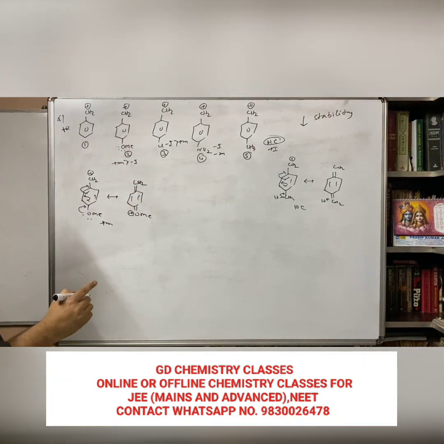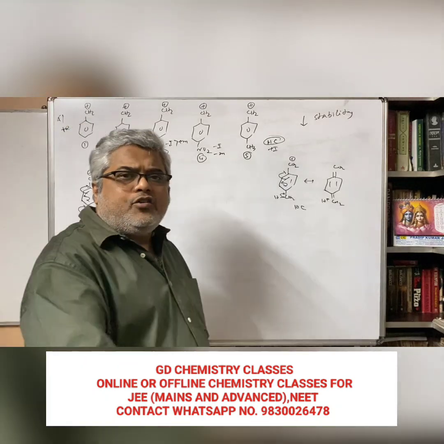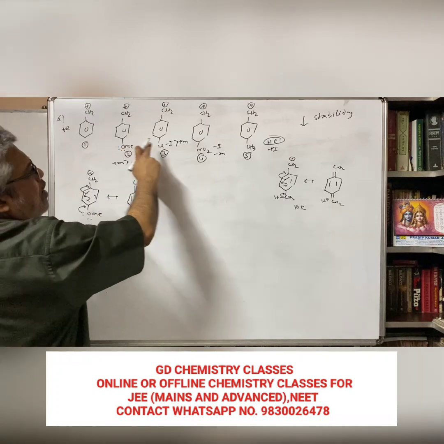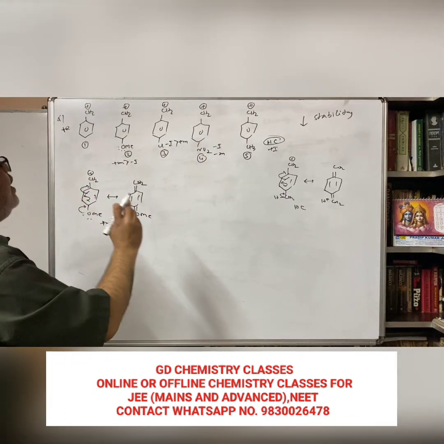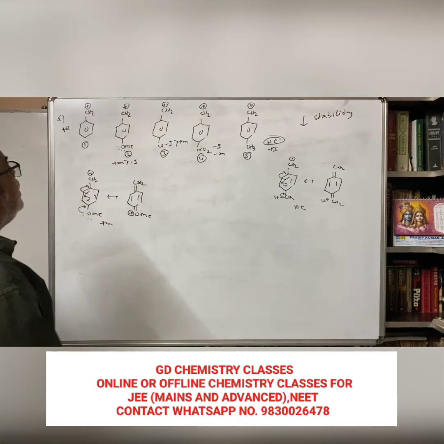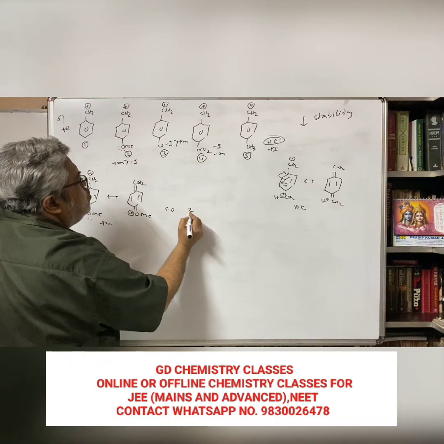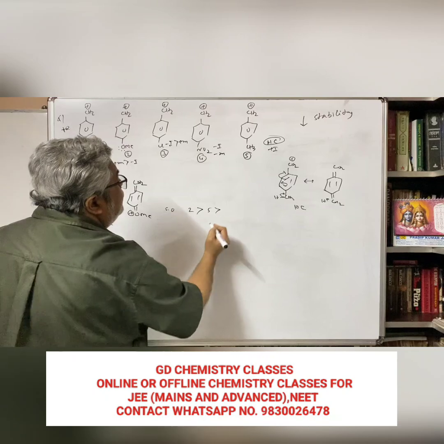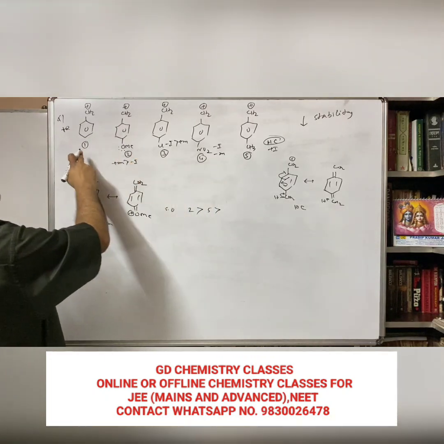Now let us consider, remembering the very fact, electron releasing group will increase the stability, electron withdrawing group will decrease the stability. There are 2 such compounds, 2 and 5, where there are electron releasing groups. Now we already know the order: plus M, plus R, hyperconjugation, inductive effect. So obviously, stability order, 2 will be most stable, followed by 5. Now, before going into 3 and 4, we have 1.